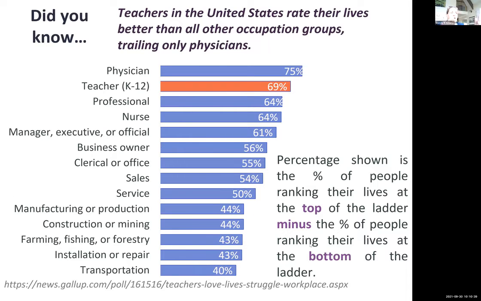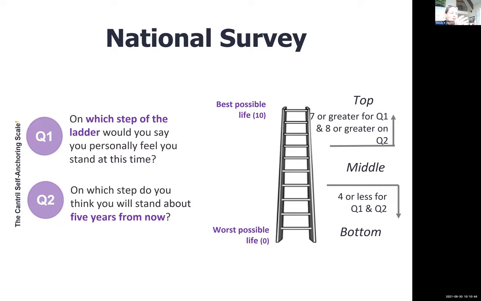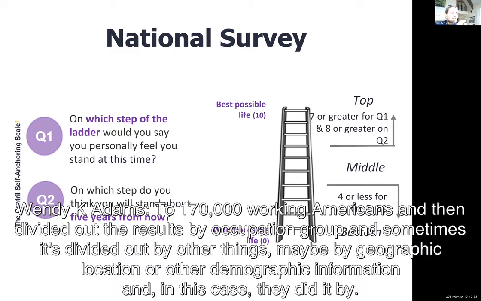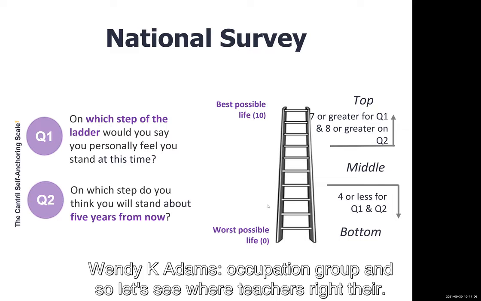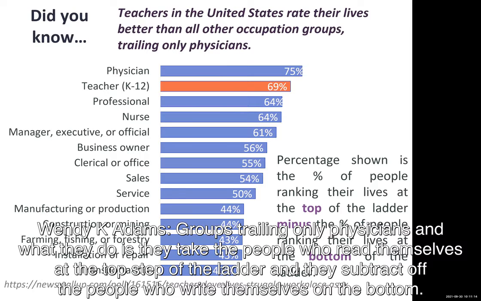So where do you think teachers rate their lives on this ladder? And that's what we're interested in. Gallup has given this poll to 170,000 working Americans and then divided out the results by occupation group. And sometimes it's divided out by other things, maybe by geographic location or other demographic information. And in this case, they did it by occupation group. And so let's see where teachers rate their lives. So it looks like teachers rate their lives higher than all occupation groups, trailing only physicians.